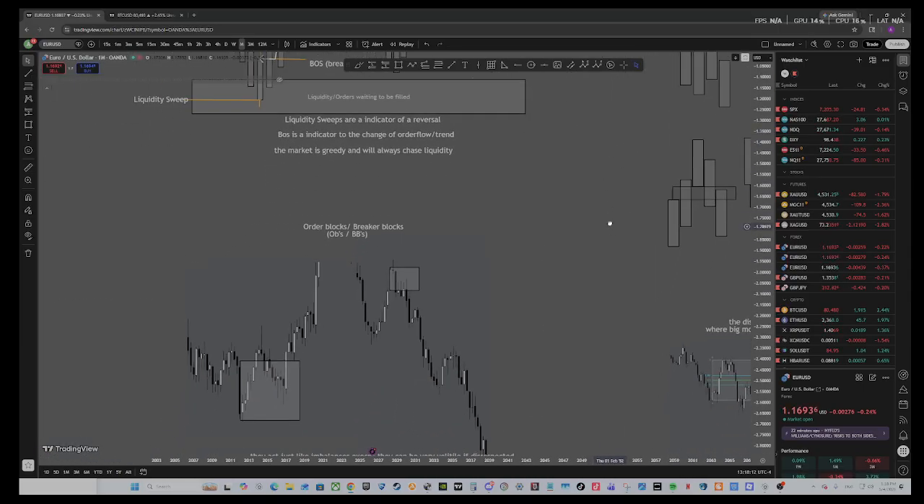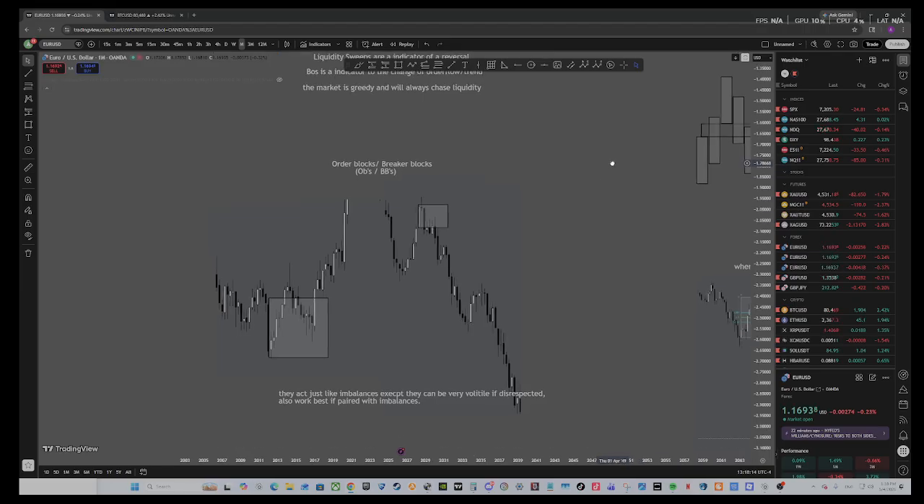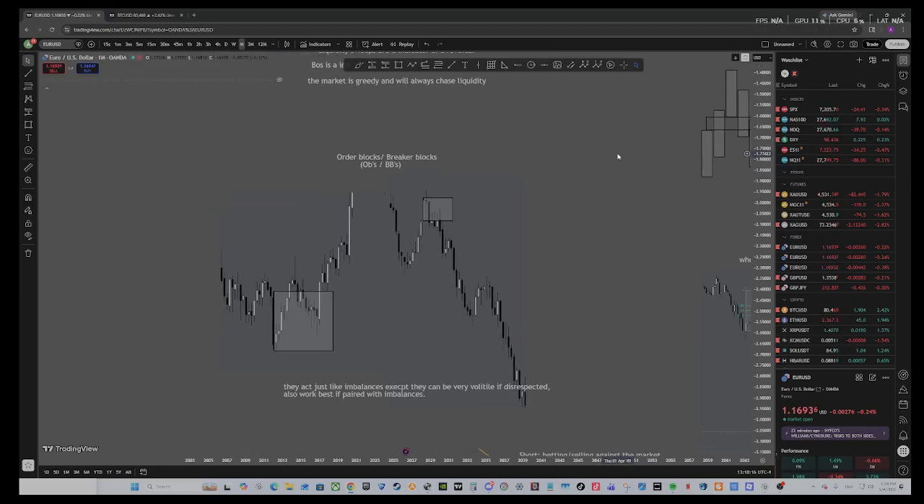Nice. We go into order blocks and breaker blocks. They act just like imbalances, but they can be very volatile if disrespected. Or vice versa. If respected, they can also be volatile. So it's good either way. I like volatility. So to me, if it's moving, I'm moving, right?